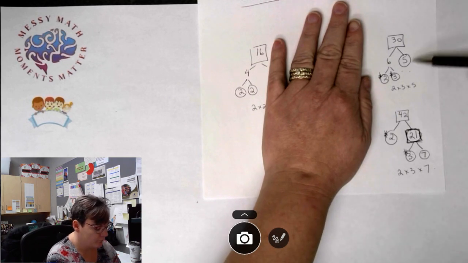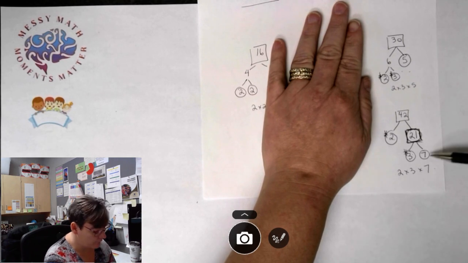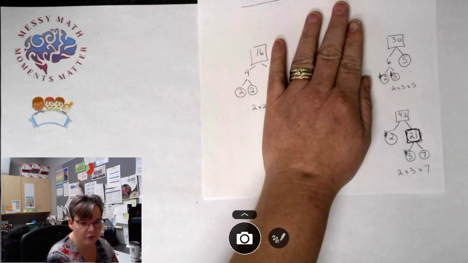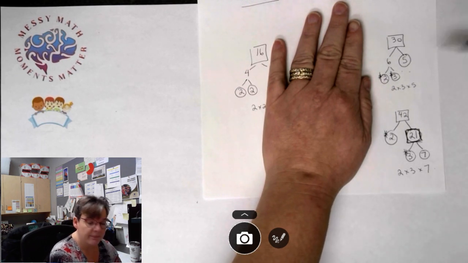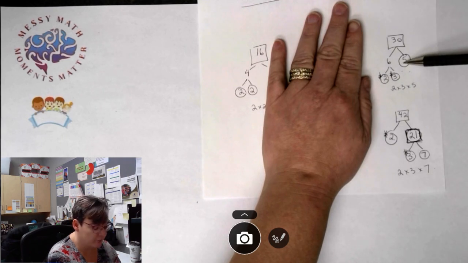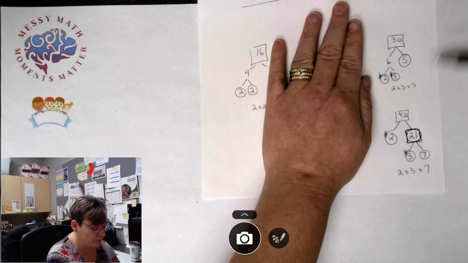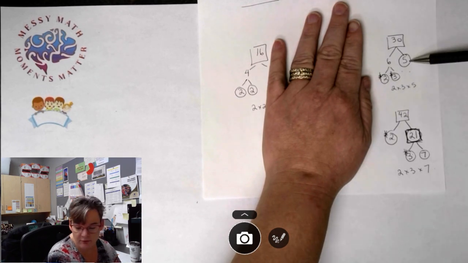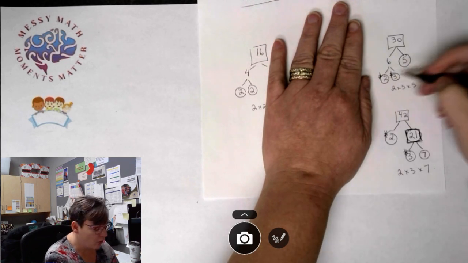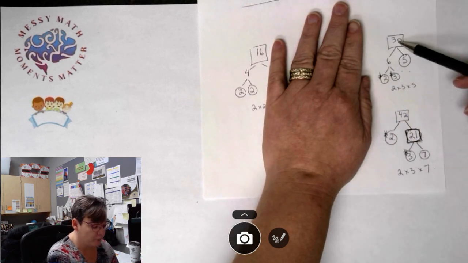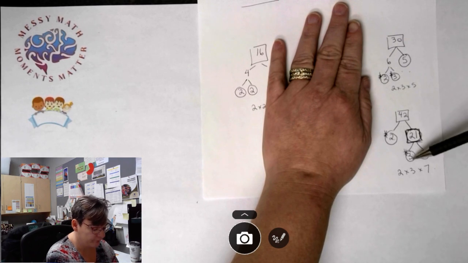Well, what's different? Well, the 5 is a factor of 30 and 7 is a factor of 42. 5 is not a factor of 42. 7 is not a factor of 30. 30 is divisible by 5. 30 is not divisible by 7. 42 is divisible by 7. It is not divisible by 5. So the common factors between 30 and 42 are 2 and 3.